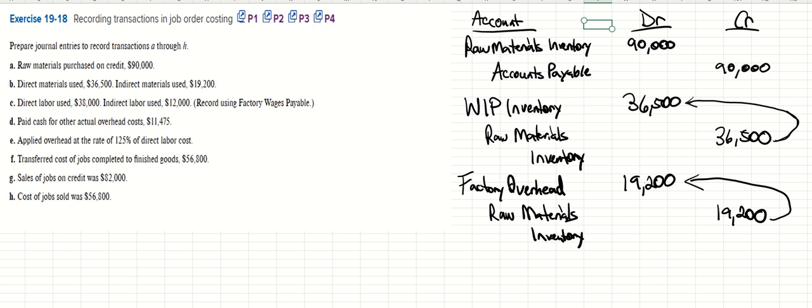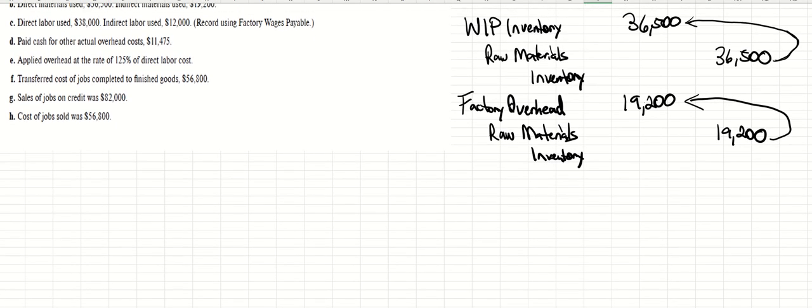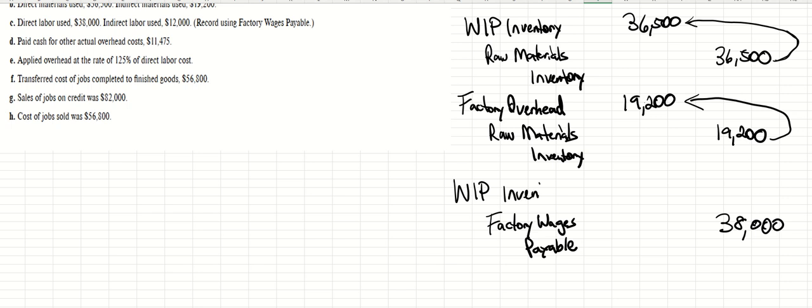Okay, letter C. Direct labor used was $38,000 and indirect labor used was $12,000. It lets us know that for labor, we should use factory wages payable, that liability account. So to reflect the direct labor used, we're going to credit factory wages payable for $38,000. And we're going to record this direct labor of $38,000 into the work in process inventory account, the WIP inventory account, for $38,000.